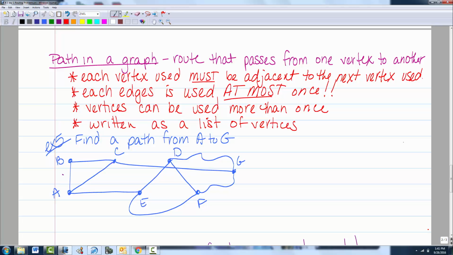So, path in a graph. Rules that hopefully shouldn't have to be written, so don't overdo these. There are a couple rules that you might need, though. Obviously, starting at point A, where does point A have to go in this little linkage? It could go to C or B or E. So the first rule: each vertex must be adjacent to the next vertex used to start the linkage.